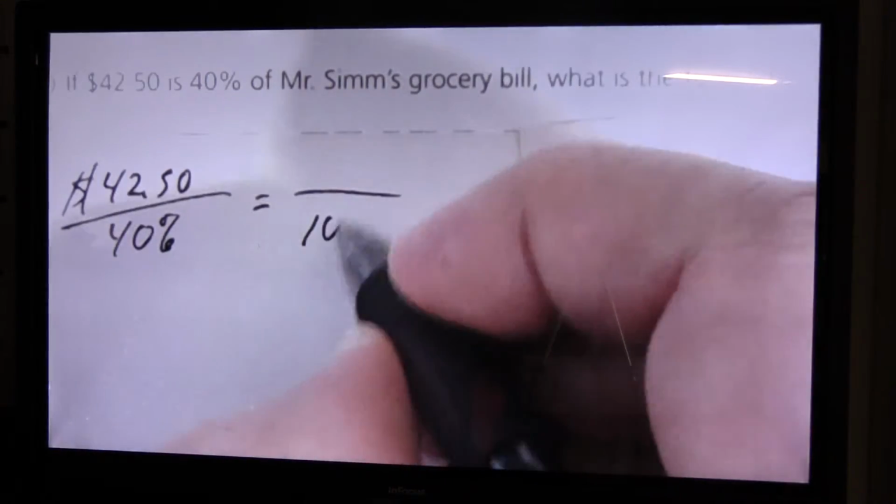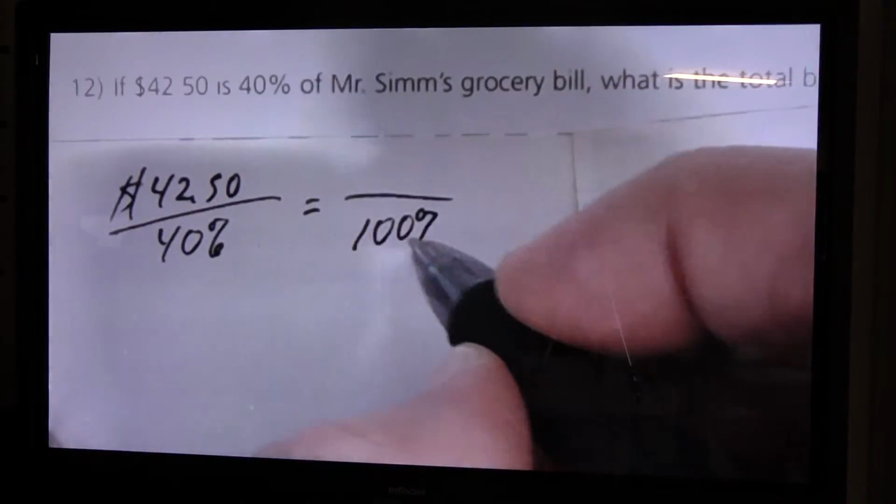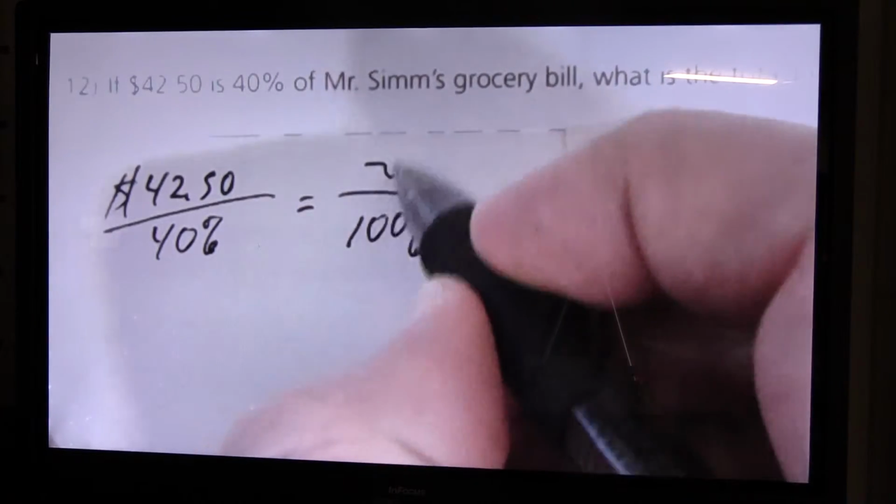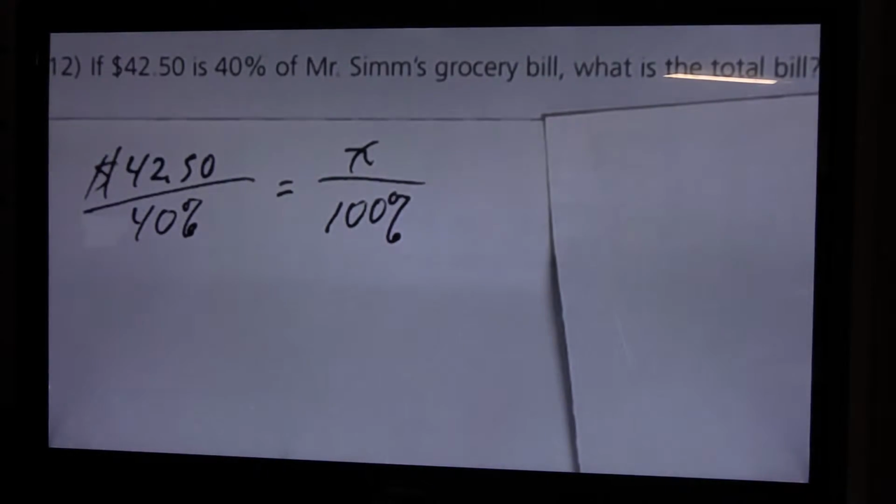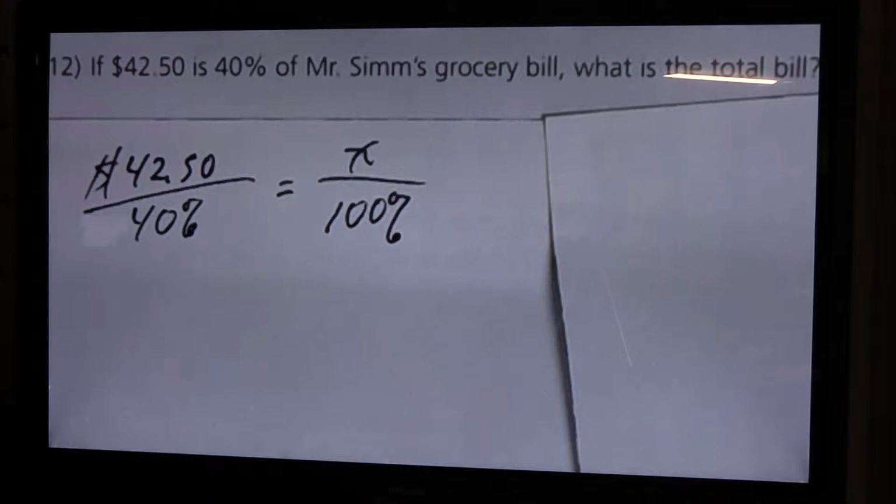And we want to know what is the total bill. The total bill would be 100%, and I'm going to put my favorite variable x right there to represent the unknown. So what we have to do is figure out, what do you do to 40 to get 100? I had a kid one time working on this problem who said you add 60 to it. That's not going to help us. We can't just add 60 to $42.50.